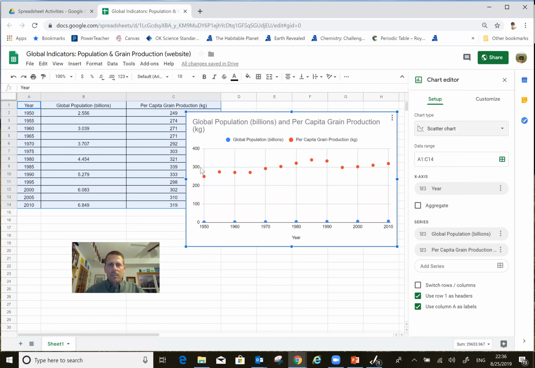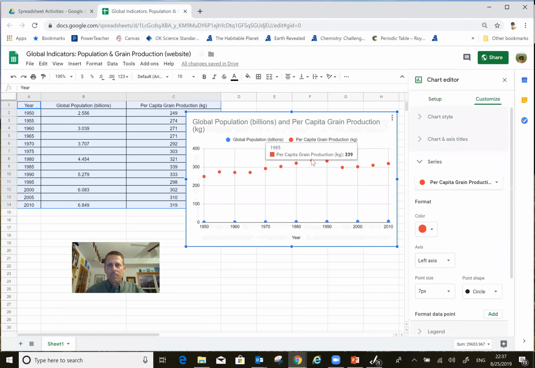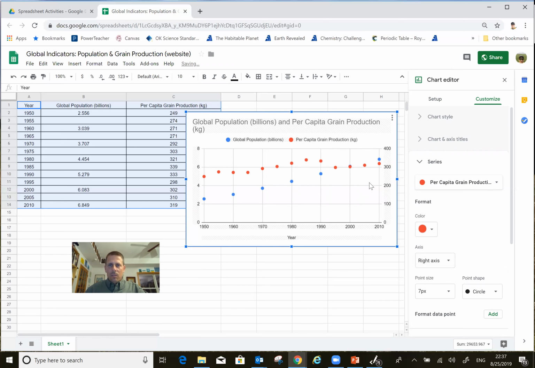So in this particular case, we need to add a second vertical axis to properly show the units for our data. So you can click on either the data for the grain or the data for the human population, and then choose which axis you would like for that to be on. So I'm going to select the grain production data, and I would like for that to be on the right axis. So now you can see that on the right-hand side, you have the units for the grain production, and on the left-hand side, you have the units for the global population.